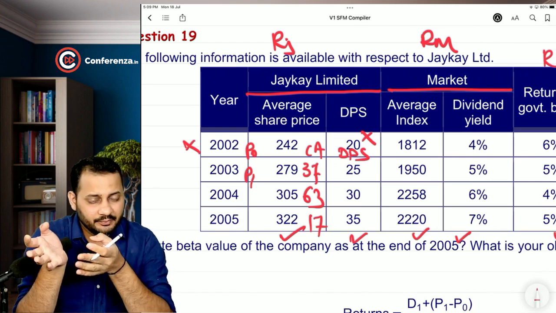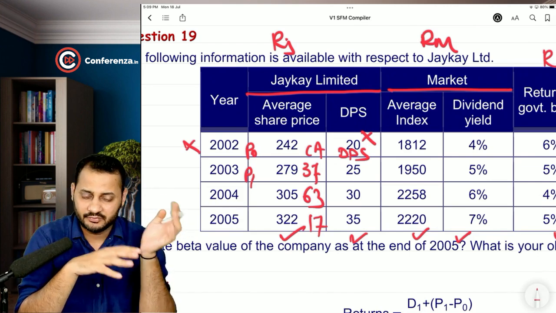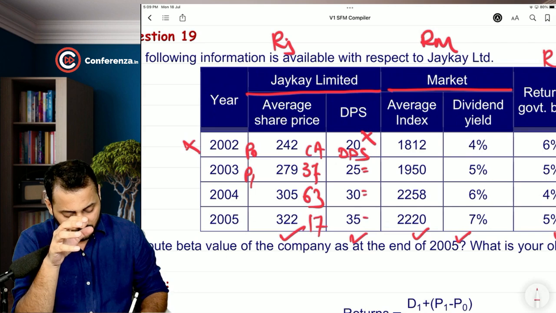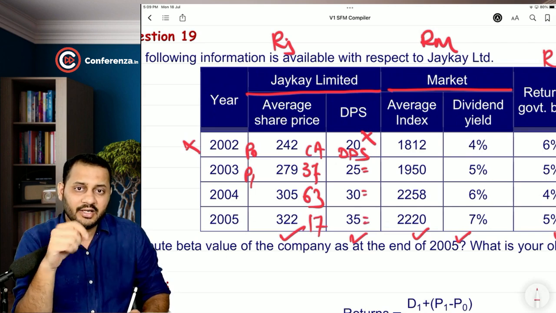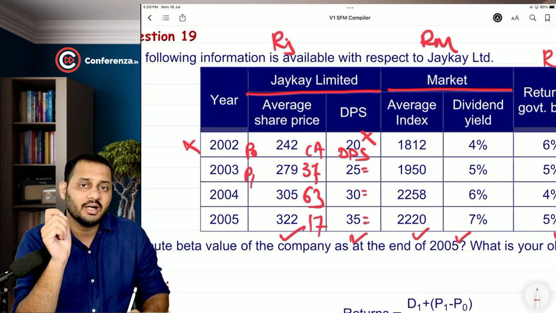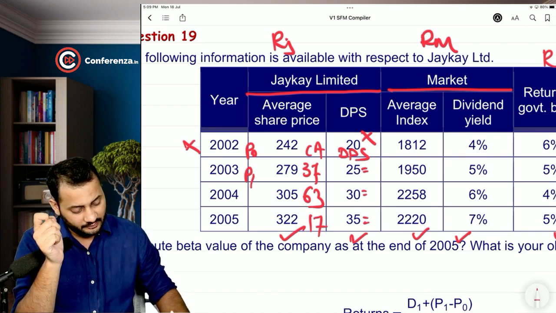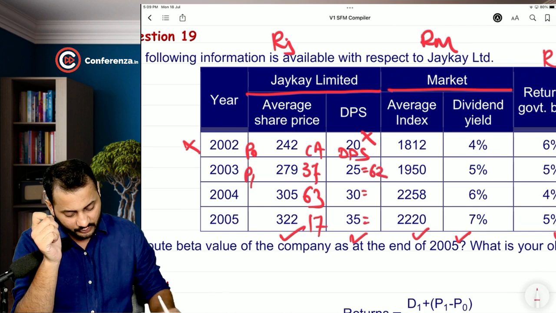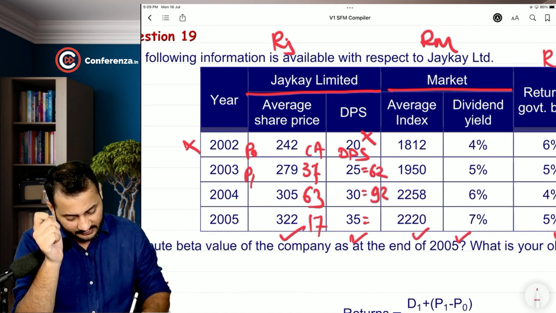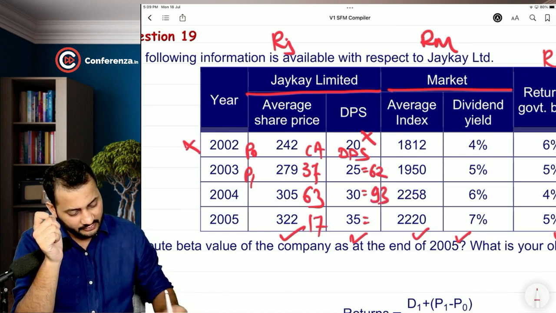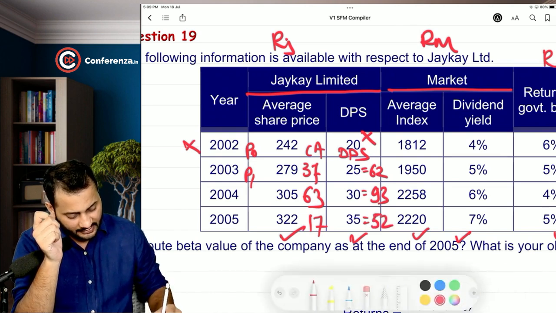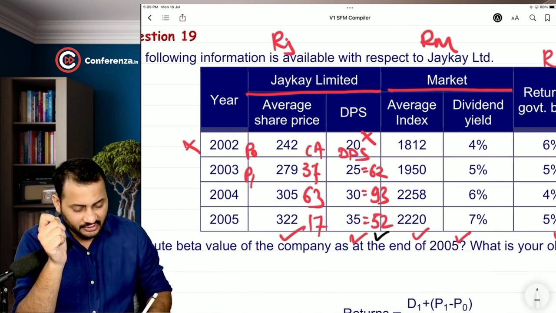So we have the capital appreciation, and we have the dividend per share as well. What you can do is total both and then divide by the respective market prices at the start of the year. So 37 plus 25 goes to 62. This is 93, and 35 plus 17 goes to 52. Please understand, this is the total return.